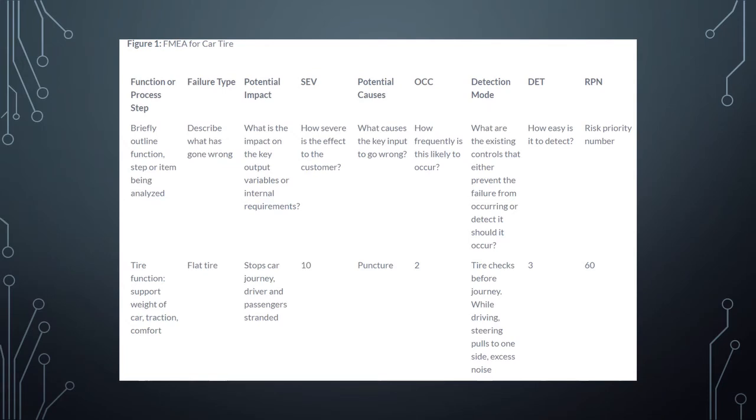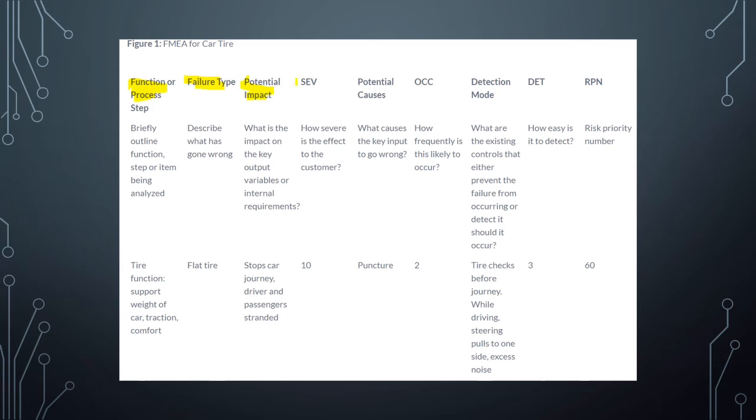So here's an FMEA for a car tire. This isn't quite in the little gridded table format as our other, but you can see we're essentially asking the same question. So first we're asking, what is the step in the process that could go wrong? How could this go wrong? How would this fail? What would the impact be?